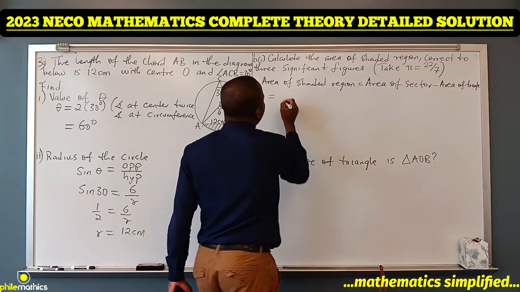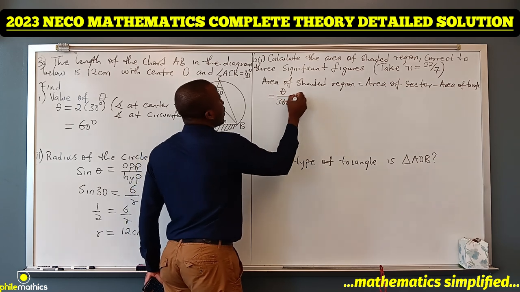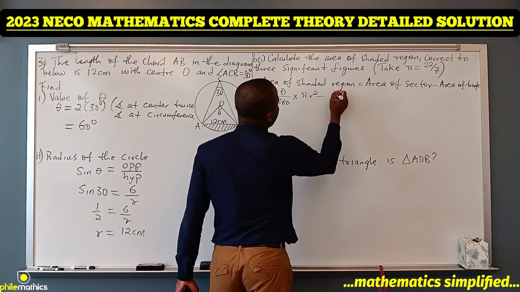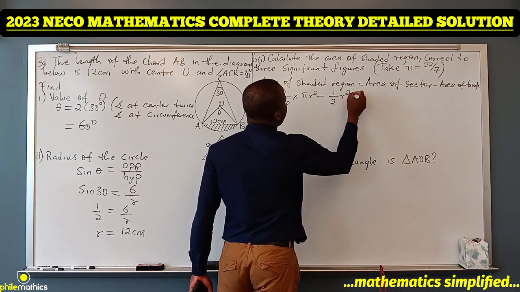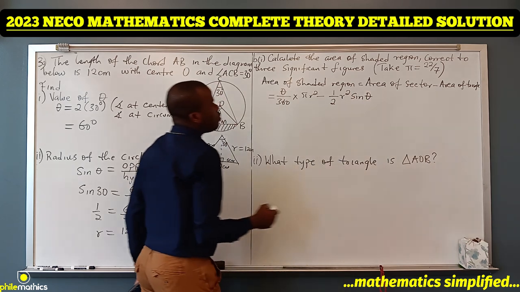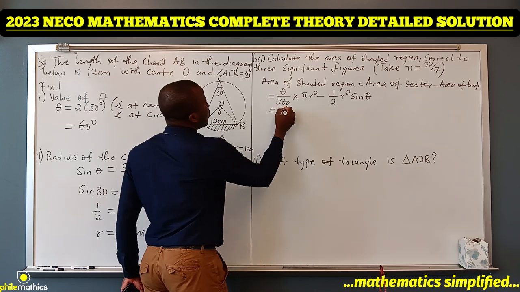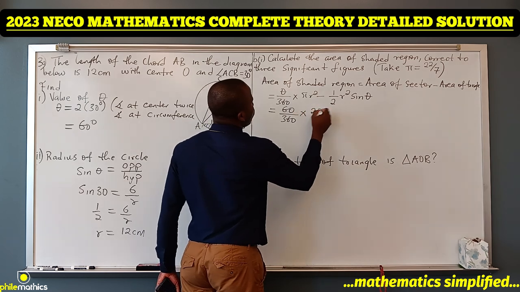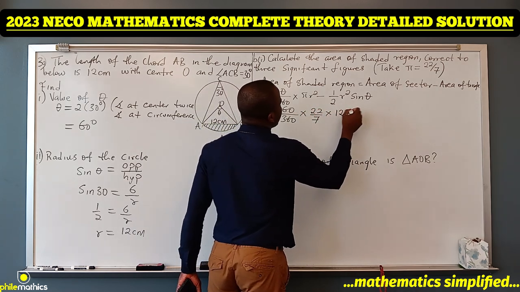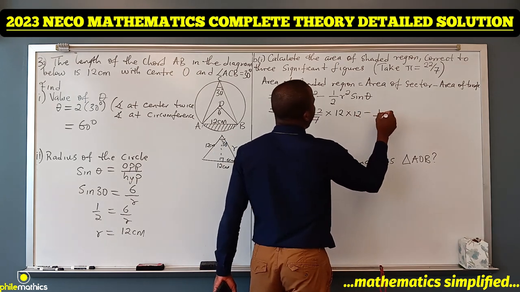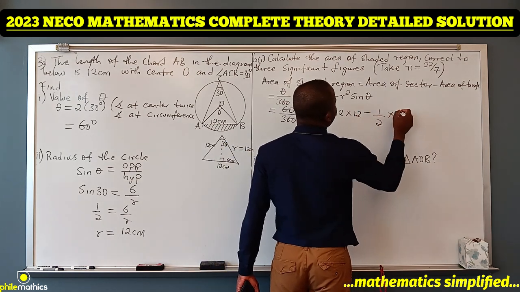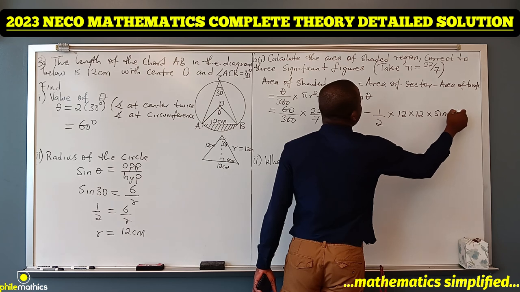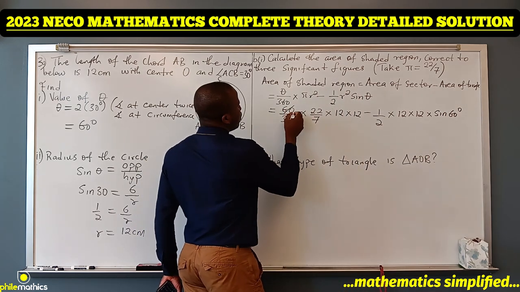What is the formula for area of sector? That is theta over 360 times pi r squared. And area of triangle that we will use, because we have an angle, will be half r squared sine theta. So theta is 60 over 360 times 22 over 7 times 12 times 12 minus 1 over 2 times 12 times 12 times sine 60 degrees.